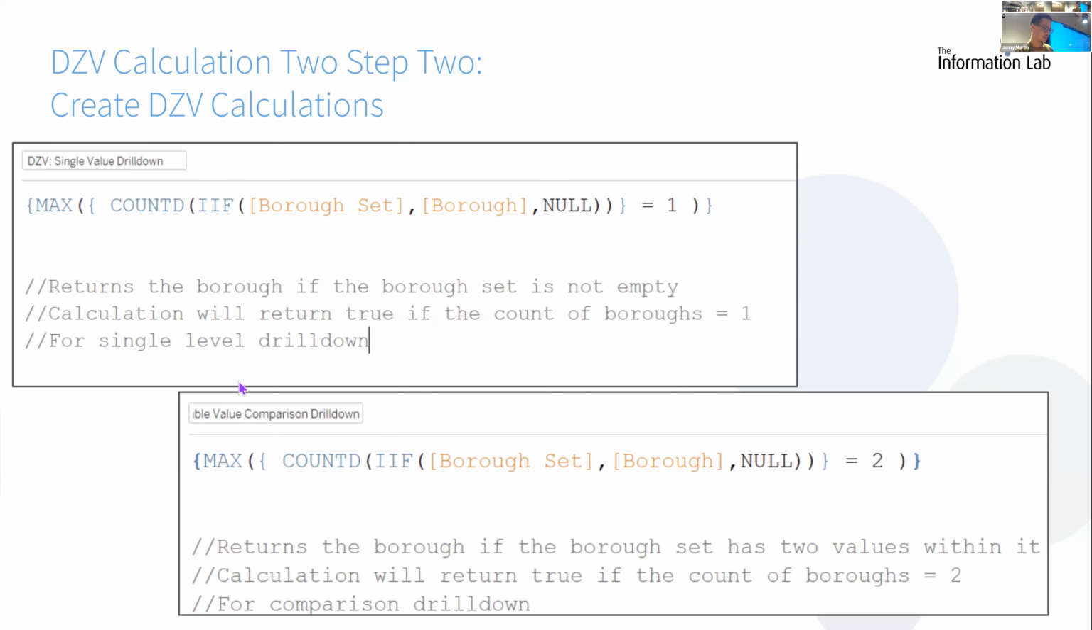And then this one down here, super easy, right? I took the same calculation, and I changed it to equal 2 instead. So I can trigger a whole new range of charts when I click on 2 values. And this is for my comparison drill downs right here.